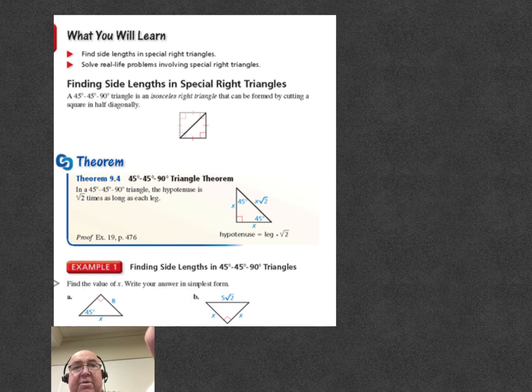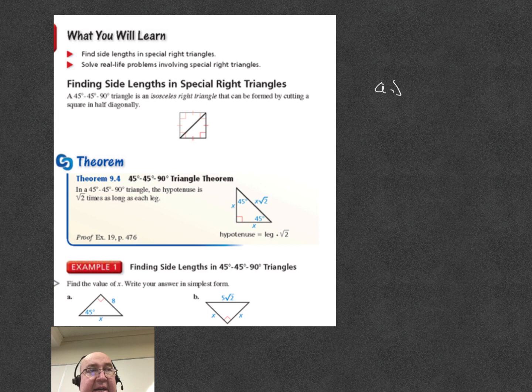In this section, we're going to be working with special right triangles. There's two that we're going to be working with. A right triangle that has 45-degree angles included always follows a special rule: the hypotenuse will be the length of the equal sides times the square root of 2.